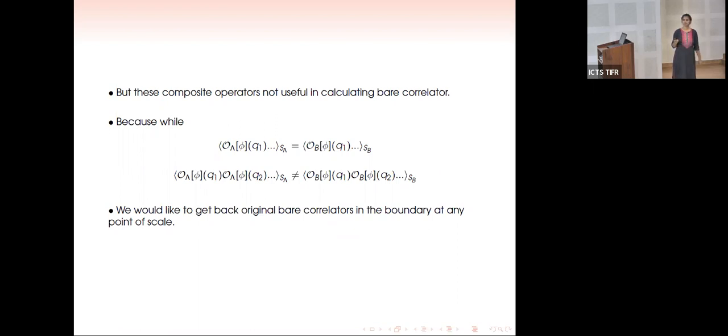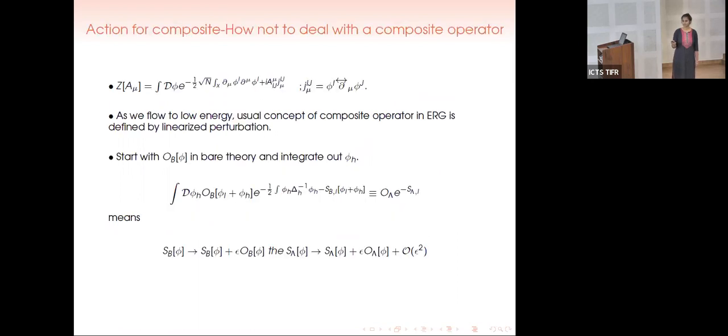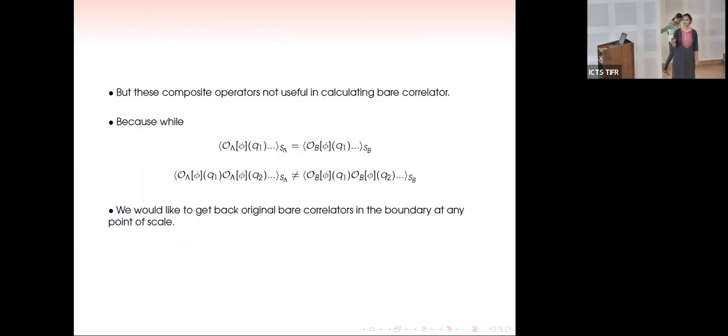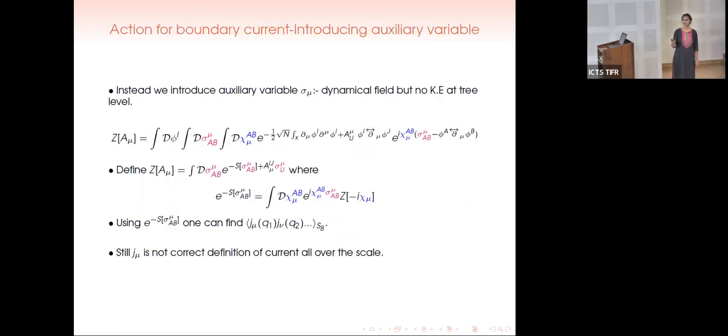Yeah. So this O lambda is found in a different way. So this is not the correct current operator. That's what I am trying to tell. So this does not represent these correlators because you are finding it by linear perturbation. So that's why we are introducing this auxiliary variable, which will just take account of the whole thing, not the composite operator.